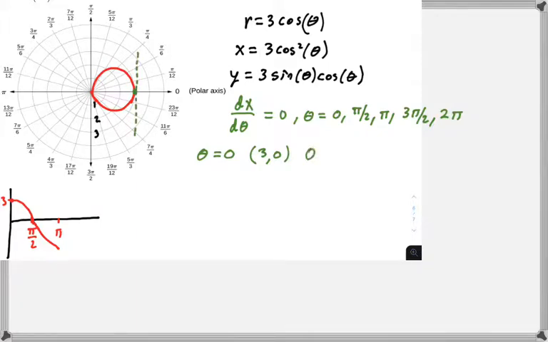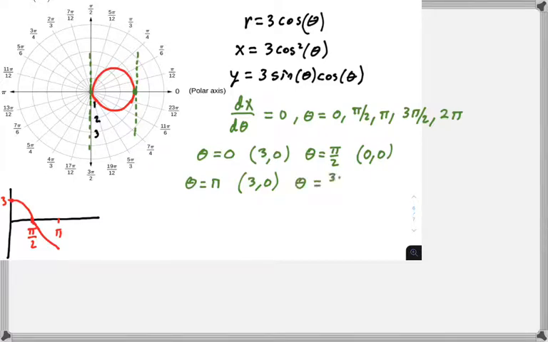Now let's plug in pi over 2. The cosine of pi over 2 is 0, so the x-coordinate would be 0. And likewise, the y-coordinate would be 0 because they both have a factor of cosine. So that gives us a vertical tangent at the origin, (0, 0). When you plug in pi, the cosine of pi is negative 1, but we're going to square that, so that becomes positive 1 times 3 is 3, so your x-coordinate is 3. The sine of pi is 0. So we actually get the same point again, so we don't need to list it again. We are listing it here just to get an idea of what's going on.